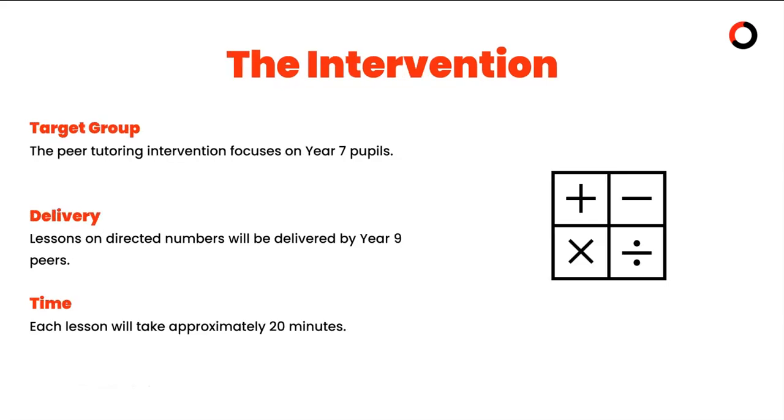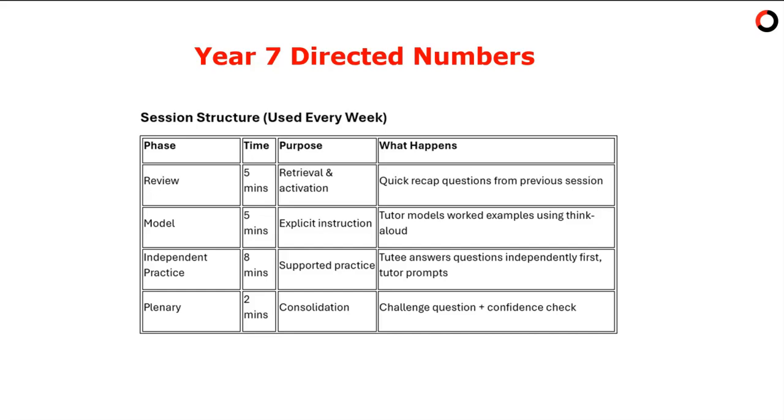So the intervention is a targeted peer tutoring intervention that focuses on Year 7 pupils. The lessons on directed numbers will be delivered by Year 9 peers. Each session will take approximately 20 minutes, which fits in perfectly potentially for form time. You will find a teacher-guided resource which just goes through the session structure. So the peer tutoring, it says here used every week, but this can be used twice a week if you do implement 2 sessions a week. Each session follows the same format, which is a 5-minute review, 5 minutes for modelling, 8 minutes for independent supported practice, and then a 2-minute consolidation.